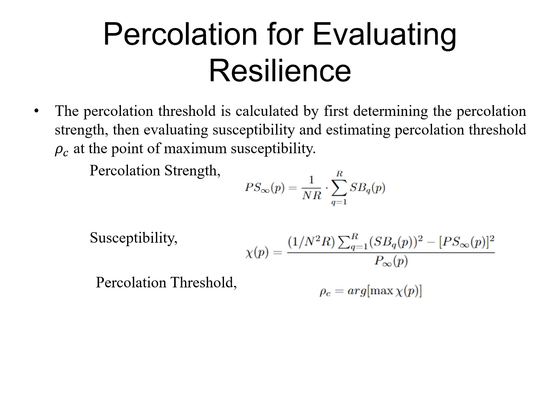For evaluating the resilience of the electrical distribution system, percolation threshold is found to be suitable as a quantifiable measure for system resilience. It is a tool from complex network theory which helps in identifying the phase transition of any network. Basically, it is calculated by first determining the percolation strength of the network, then evaluating the susceptibility, and then estimating the percolation threshold rho C at the point of maximum susceptibility. Here are the equations for percolation strength, which is computed at various iterations up to capital R, and then we have computed the susceptibility of the network. Wherever the susceptibility is maximum, that value is considered as the percolation threshold for the network.